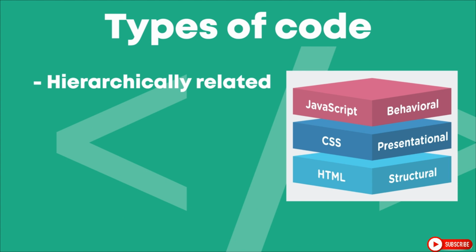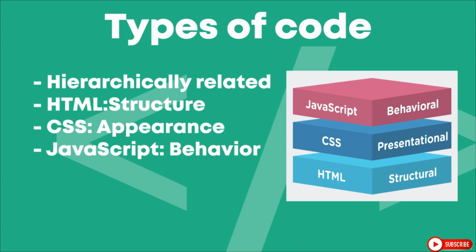So in web design, there are multiple different types of code, and these are hierarchically related to each other. The bottom fundamental layer of code is HTML. This provides the structure of the website. The next layer is CSS. CSS describes the appearance or presentation of the HTML elements. And finally, the top layer is JavaScript, which is used to control the behavior of or interaction with the different elements. So JavaScript is used if you want to include movement or calculations or interaction on your website.